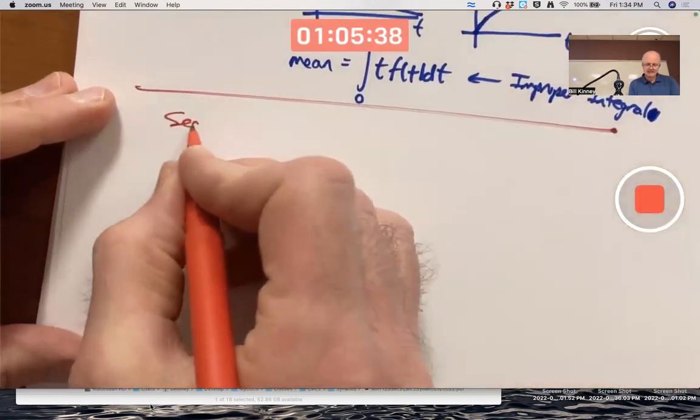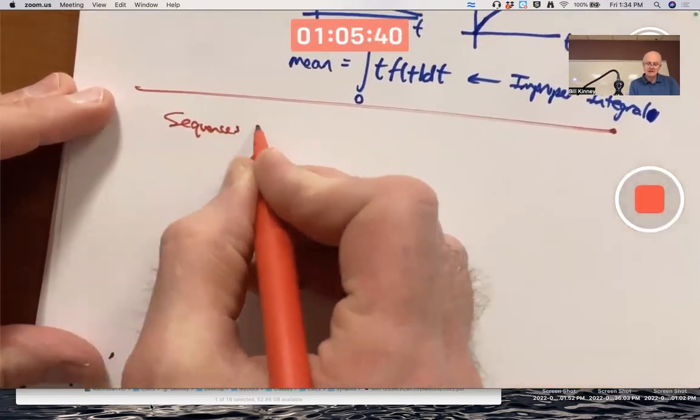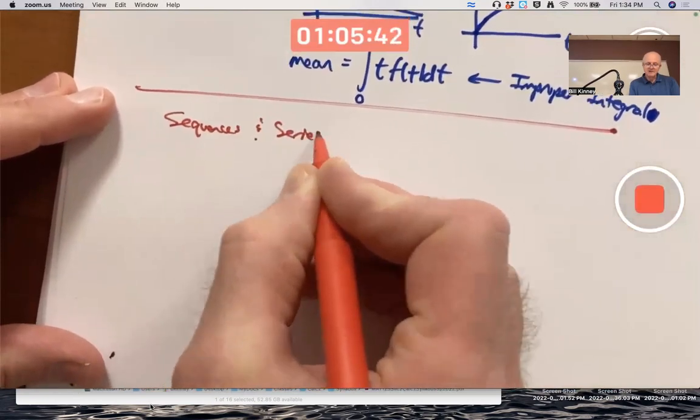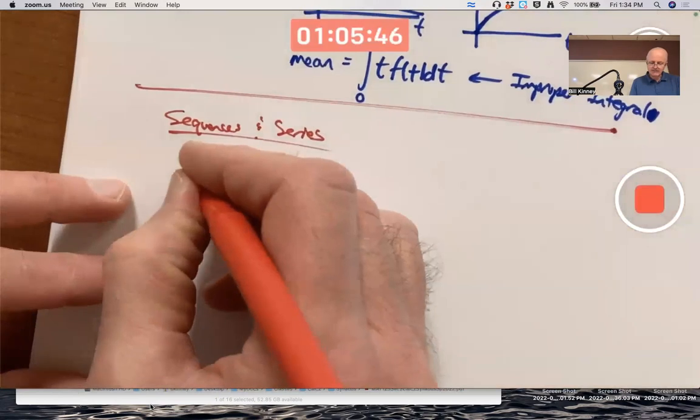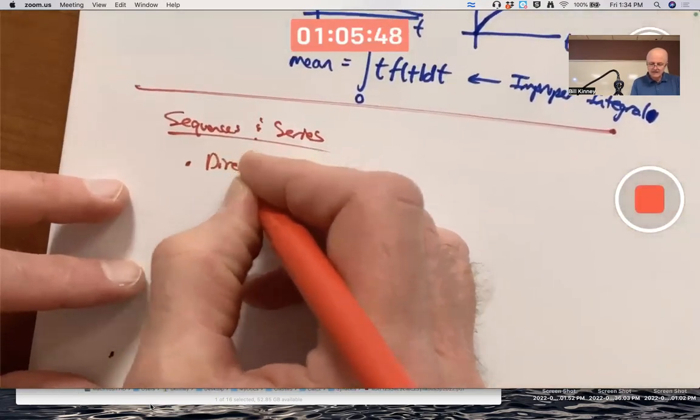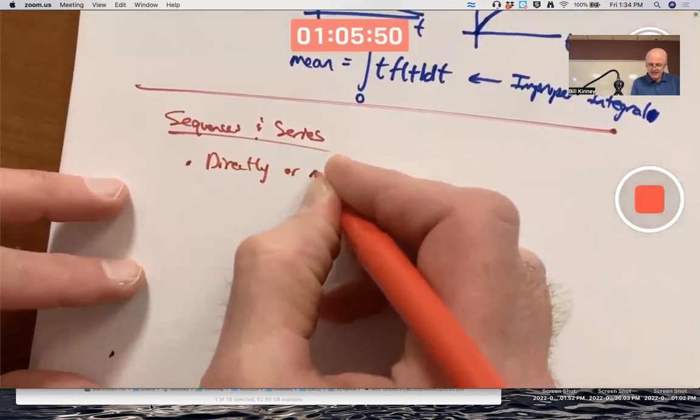Sequences and series is a big part of Calc 2. Oh, I only have 6 minutes here. Sequences, of course, can be defined directly or recursively.